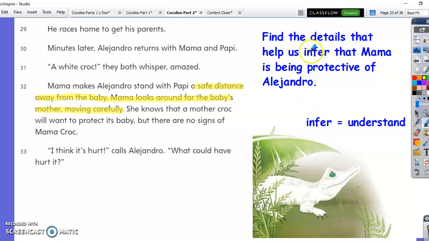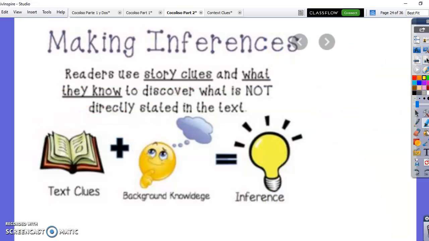Just remember, when we're inferring something, we're just taking the clues from the text to understand something. Infer could mean understand. Again, making inferences, we're taking the text clues and what we already know to make an inference. And that's what we do when we're reading. We make inferences about the text.